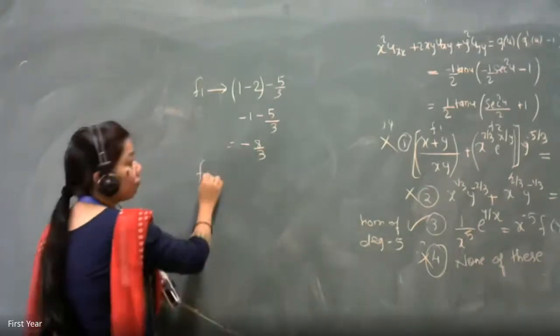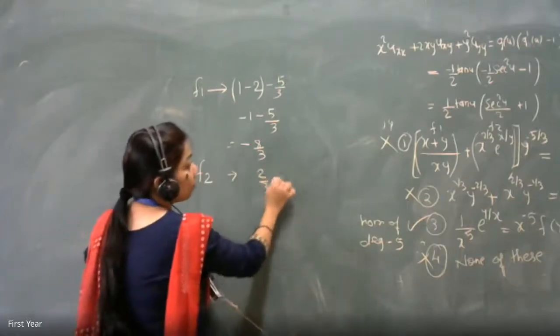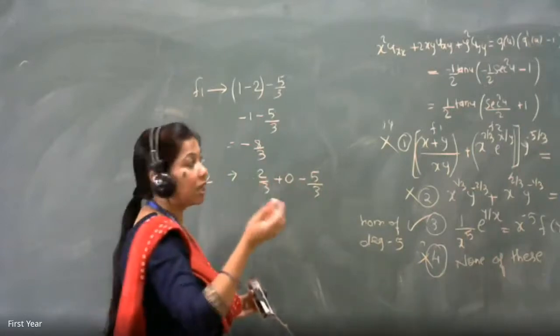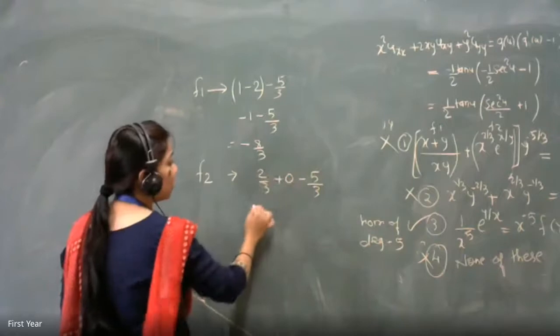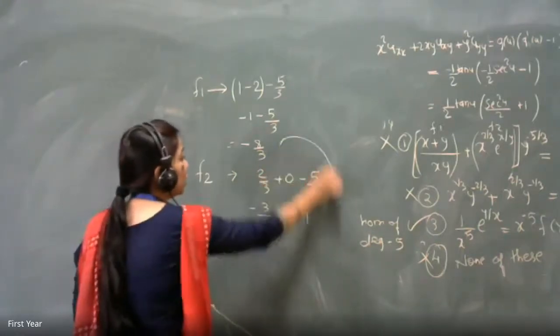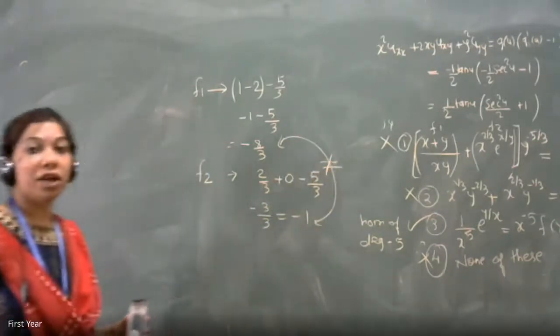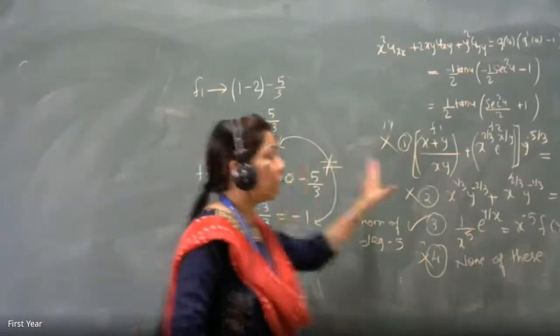Okay, and what about f2? F2 has the degree 2 by 3 plus 0 minus 5 by 3. Whatever degrees are in the powers, we are going to add. So 2 minus 5, that is minus 3 by 3, which is minus 1. So this degree and this degree, they don't match. They are not equal. So it is not a homogeneous function of a single degree. F1 is separately homogeneous, f2 is separately homogeneous.